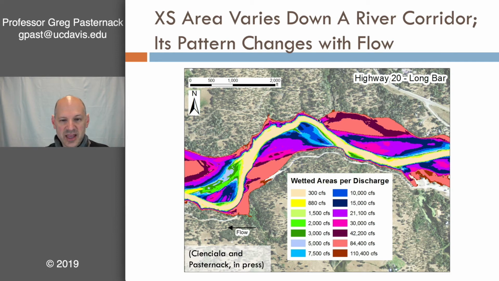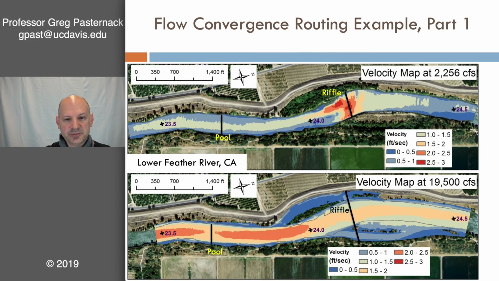Here the valley is quite constricted at the highest discharge, and here the valley is relatively wide at the highest discharge. Here's a place where it's very, very narrow at low discharge, but it may be the widest of all at the highest discharge. So for sure, cross-sectional area is going to be varying down the river, and that sets up the possibility that you can have flow convergence routing taking place.